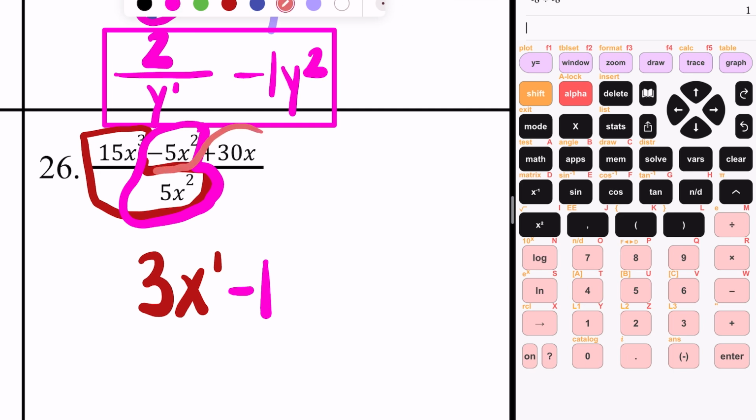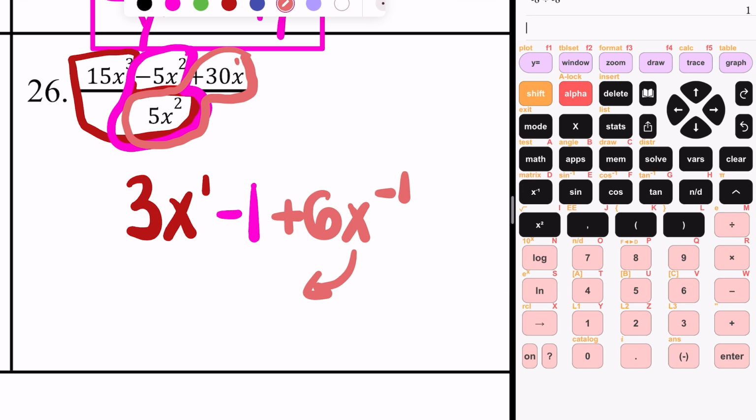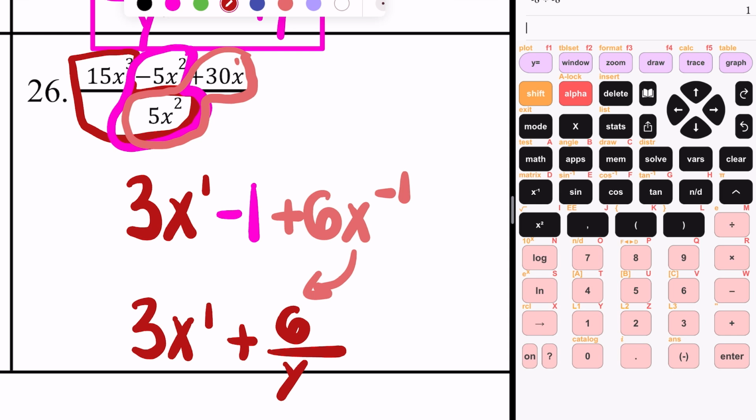And then 30x divided by 5x squared. 30 divided by 5 is positive 6. X divided by x squared would be x, but now we have 1 minus 2, which is negative 1. Remember, you cannot have this negative, so we are going to bring it to the bottom. Put the 3x to the first. Then this has an x, so let's bring it next. Plus 6. Don't leave the x to the negative 1 on top. Bring it to the bottom.